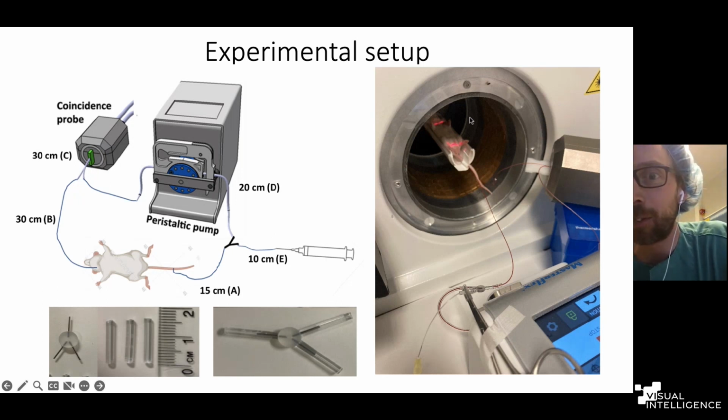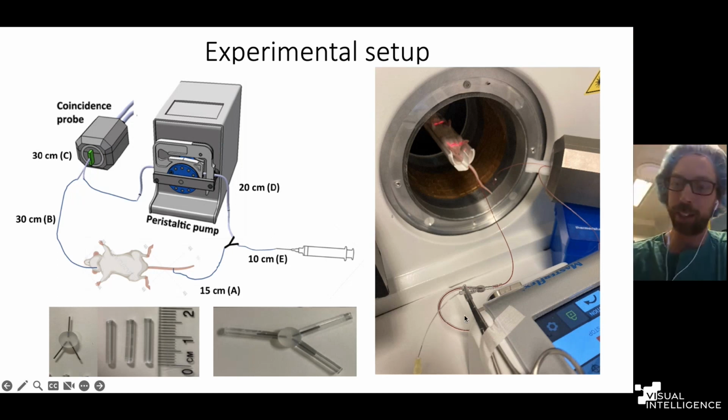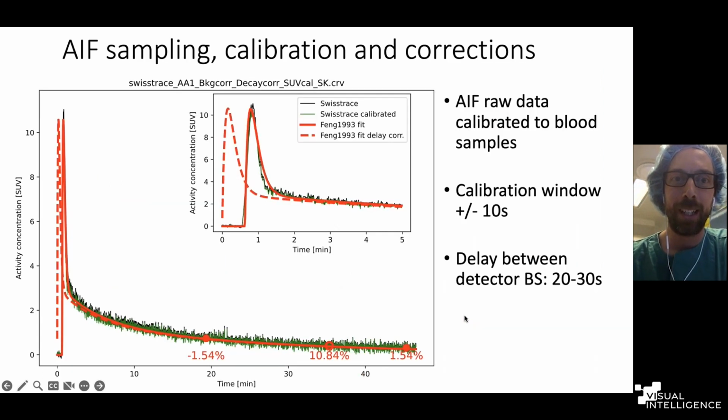And here you see live how it looks. The mouse is in the PET scanner, and then this is the detector and the pump, and the blood is circulating. And here is the Y connection where we inject the tracer while the blood is circulating. And this is an example of a good quality input function measured in our lab. We also take some blood samples to calibrate the curve, etc.